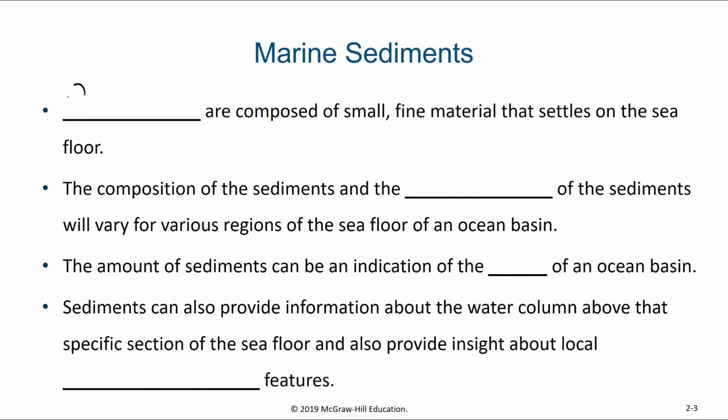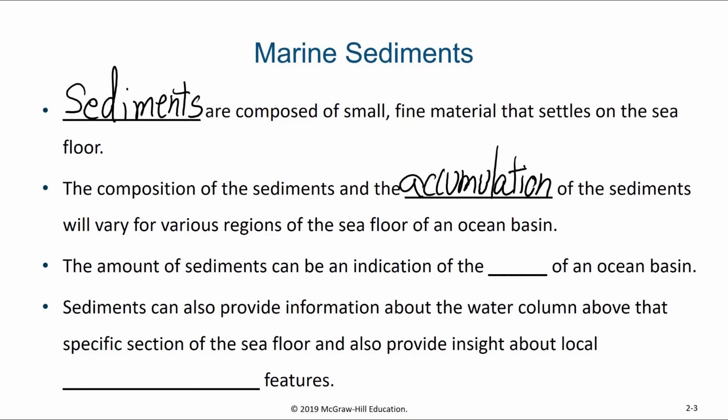Sediments are composed of small fine material that settles on the sea floor. The composition of the sediments and the accumulation of the sediments will vary for various regions of the seafloor of an ocean basin. The rates of accumulation and really the length of time that ocean basin has been around will all factor into the quantity and again the type of sediments that are there.